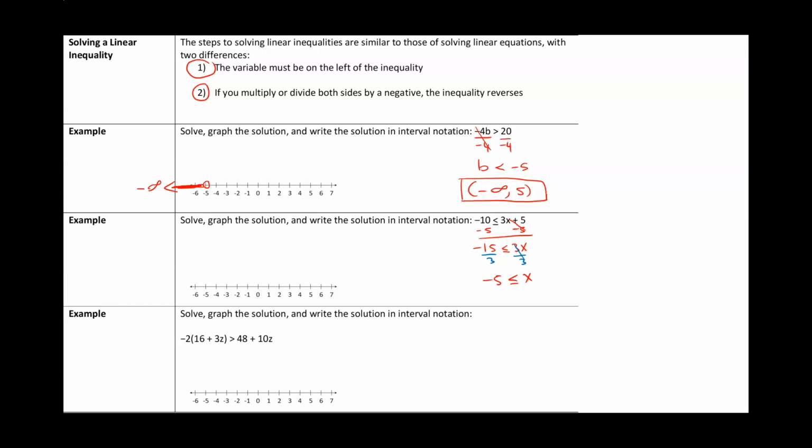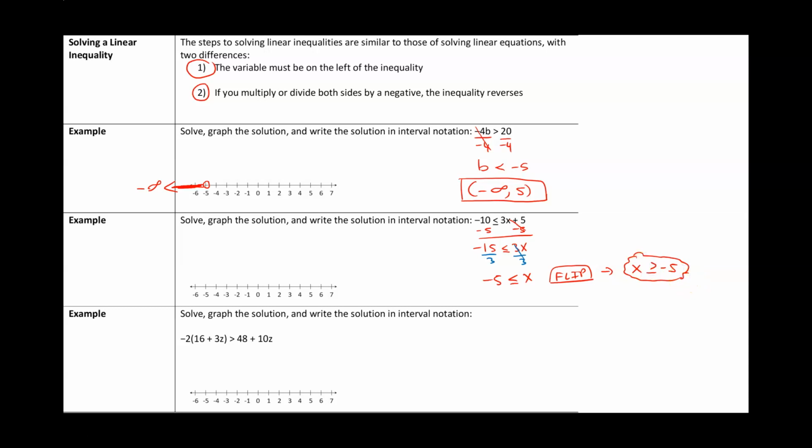But the variable is on the right side. We need it to be on the left side. So imagine we take this whole inequality and you flip it in order to make the variable come on the left side. And when you do that, instead of a less than, we get x greater than or equal to negative 5. And this will be your solution.